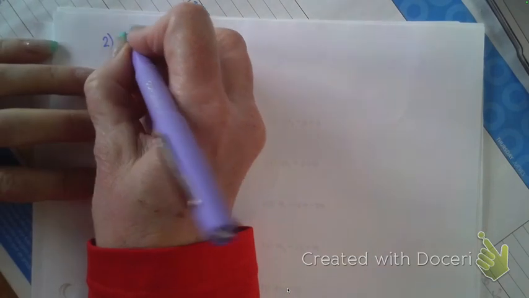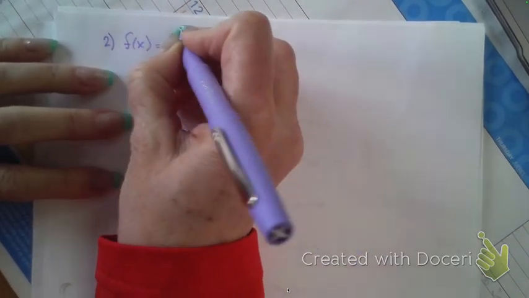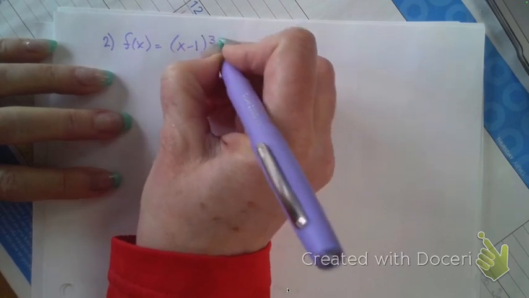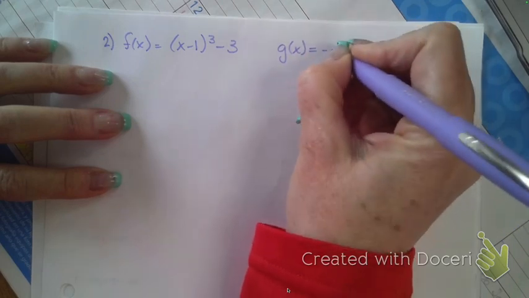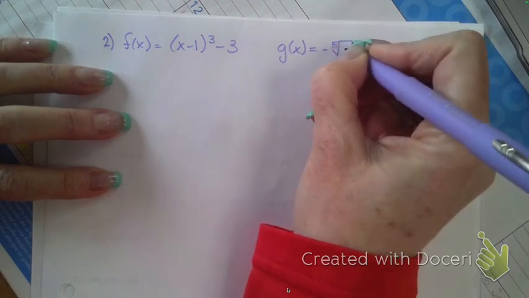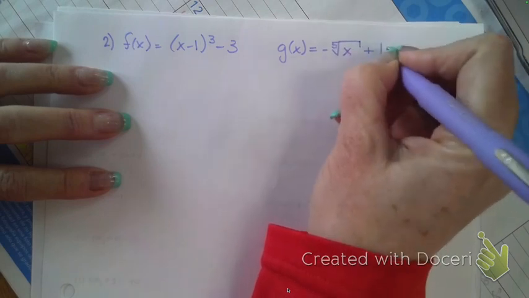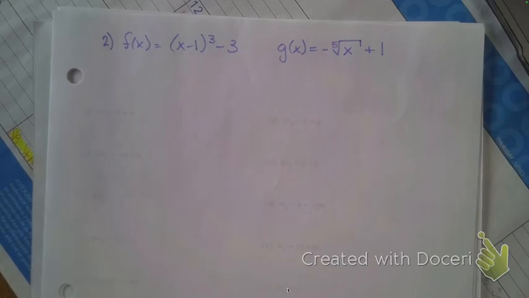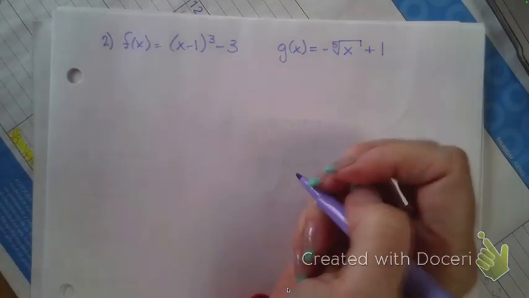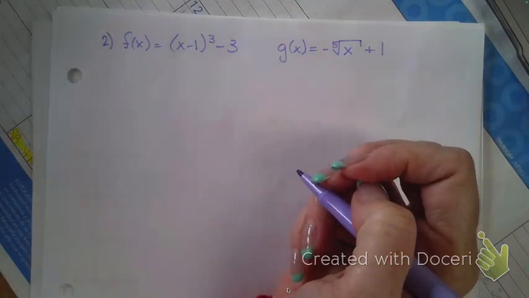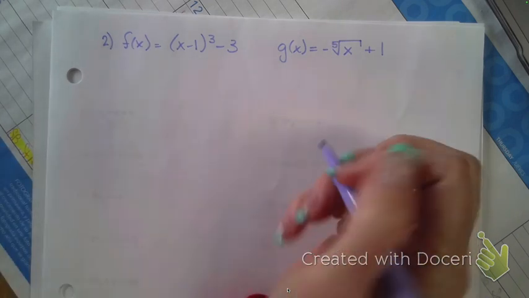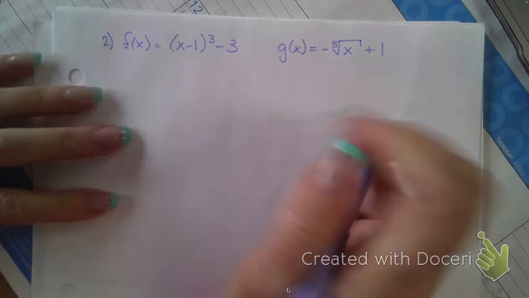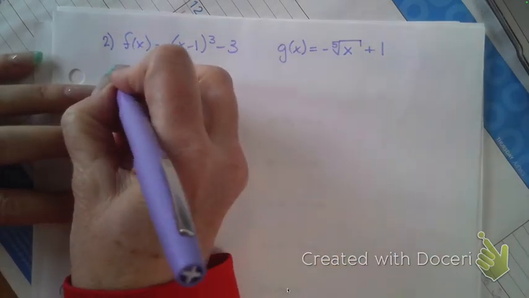Okay, so number 2. f of x is x minus 1 cubed minus 3, and g of x is negative the fifth root of x plus 1. It stops at x, because if you look at 10, see how it's x minus 2? So f of g or g of f? Which one do you want to do first? F of g. Okay, f of g.